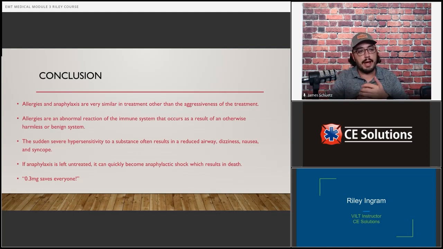Allergies are an abnormal reaction of the immune system that occurs as a result of an otherwise harmless or benign substance. The sudden severe hypersensitivity to a substance often results in a reduced airway, dizziness, nausea, and syncope. If anaphylaxis is left untreated, it can quickly become anaphylactic shock, which results in death. And like I said, 0.3 milligrams saves everyone. Okay, that's a good thing to remember there.